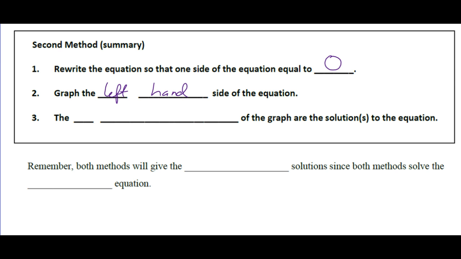So what are we looking for? The x-intercepts, right? An x-intercept occurs when y is equal to 0. Remember, both methods will give the same solutions since both methods solve the same equation.